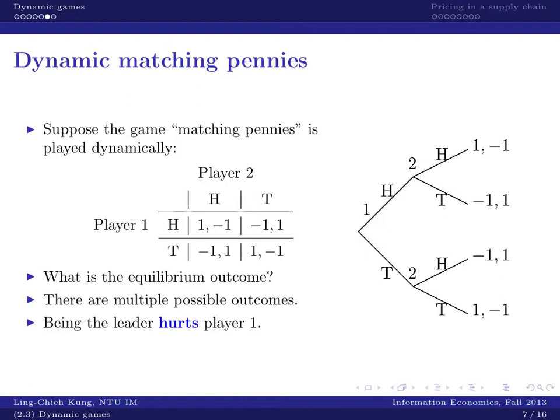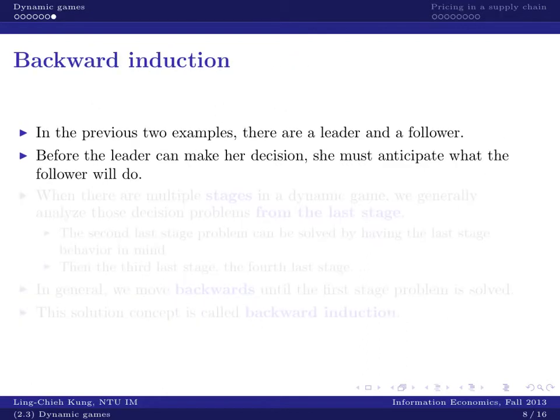In this game, there are multiple possible outcomes. We cannot predict whether player 1 will choose head or tail, because that's the same for him. And in this case, being the leader hurts player 1. Okay, so let's do a brief summary. What we did in the previous two examples is that there's a leader, there's a follower, and the leader makes her decision by anticipating what the follower will do. She needs to first pretend to be the follower and solve the follower's problem, and given that, solve her own problem.